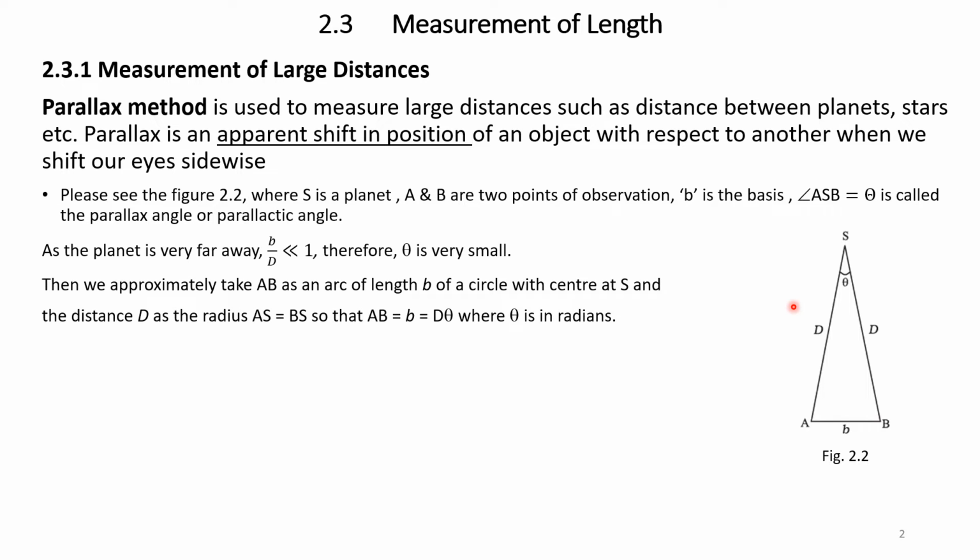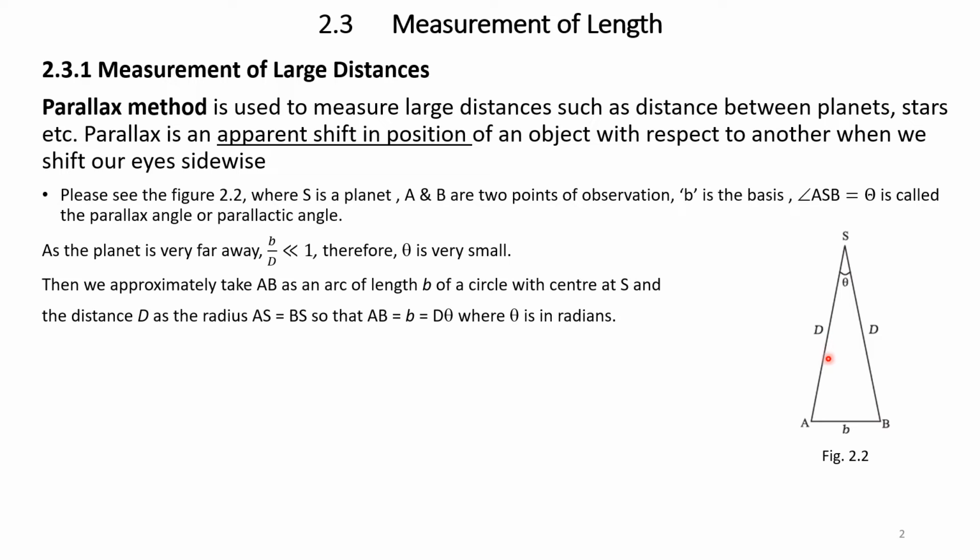D is the distance. So as the planet is very far away, the distance b is very small as compared to capital D. That is, b is the distance between the observation points. b by D is very much less than 1. Therefore, theta is very small. Then we approximately take AB as the arc of length b of a circle with center as S. So we treat this as an arc of a circle with center S and distance D as the radius.